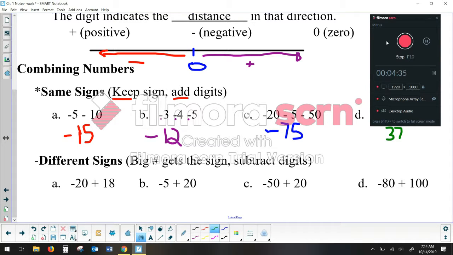So the last thing we talk about, different signs. When you have different signs, these numbers are really on opposite teams. They're going to be on opposite teams. You're going to have a team negative and you're going to have a team positive. So we have team negative, and you have team positive.